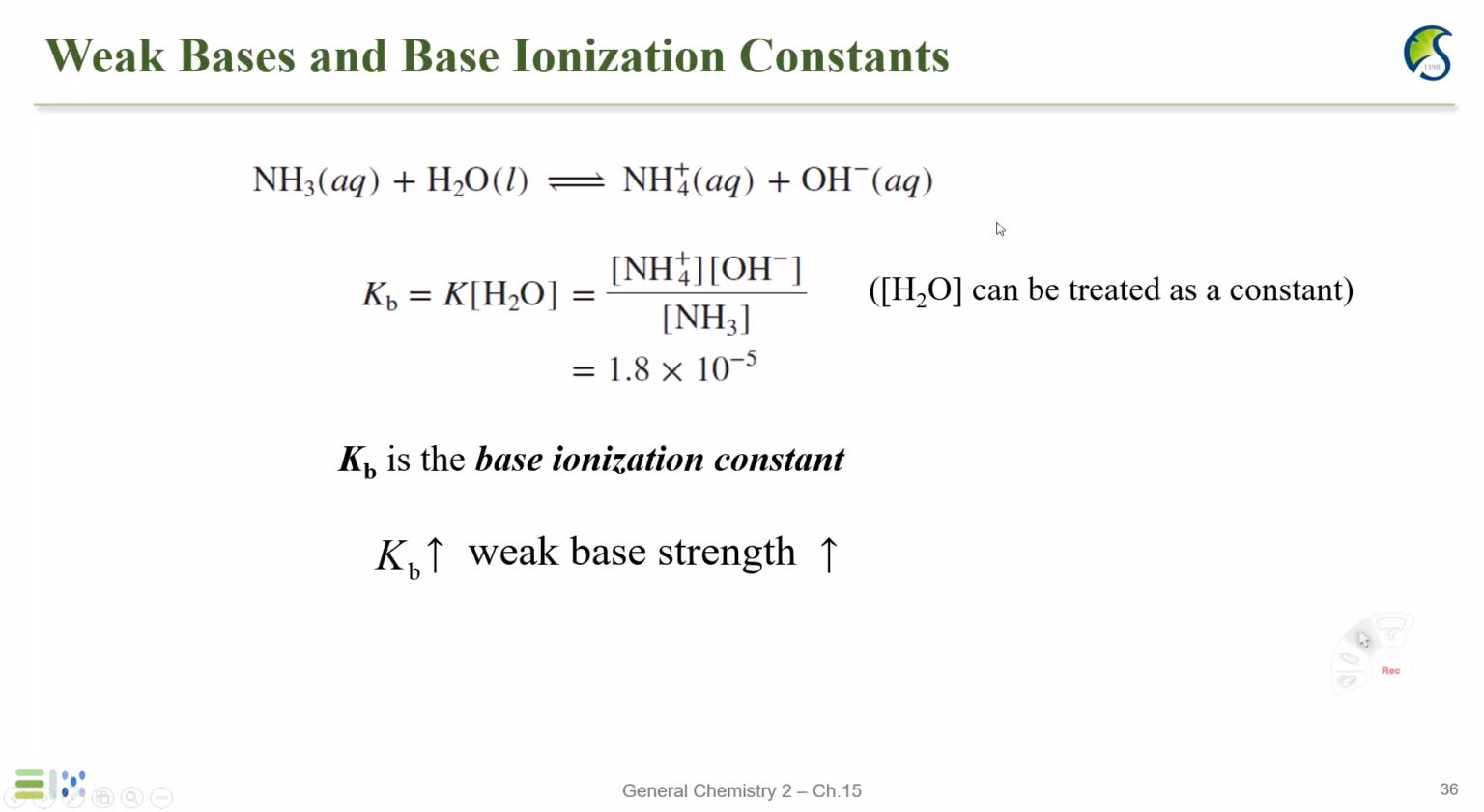Okay. So in the same way you define the Ka, the strength of acid, you can do the same thing to define the Kb, the strength of a weak base. So this is a base plus H2O, giving the conjugate acid plus OH minus. In this equation, you can define the Kb like this. Kb is called the base ionization constant. So the higher the Kb, the stronger the weak base is.